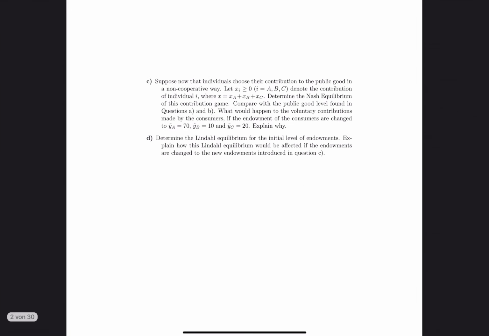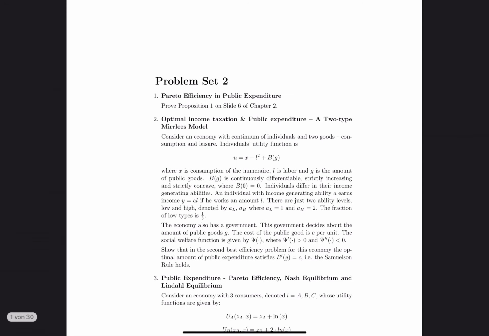Then we consider a game theoretical approach where we consider public good provision when individuals are behaving in a non-cooperative way. So we're considering the Nash equilibrium of some contribution game. And finally, in sub-exercise D, we will consider the Lindahl equilibrium of this economy, and we will compare the public good provision for those different types of equilibrium concepts.